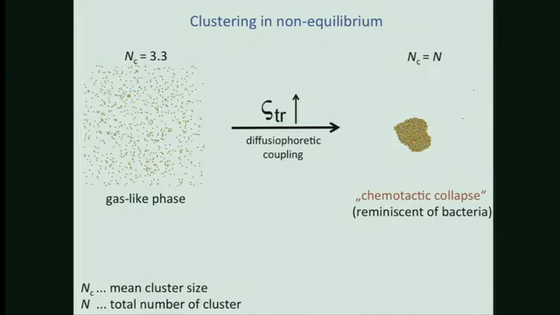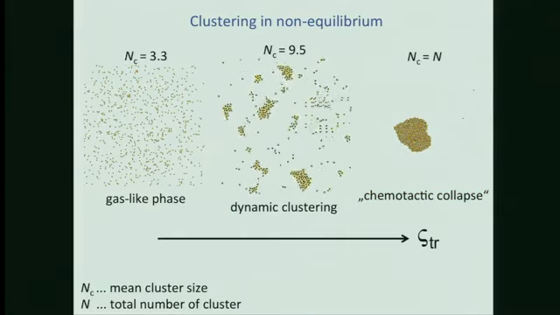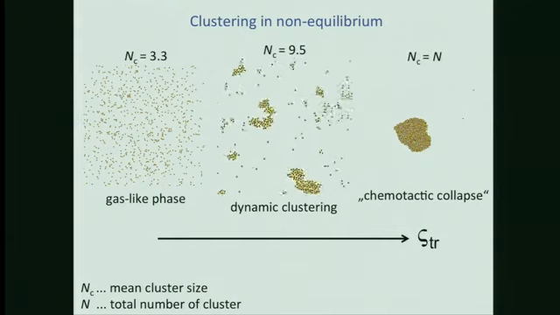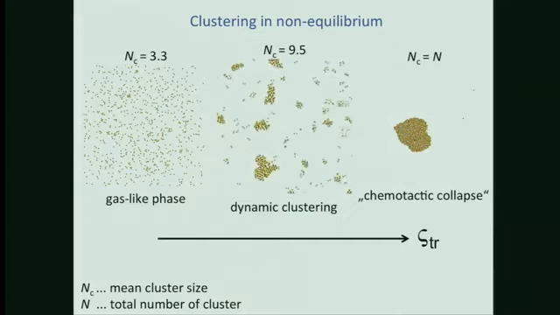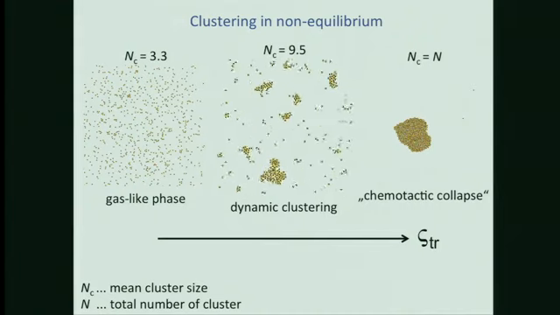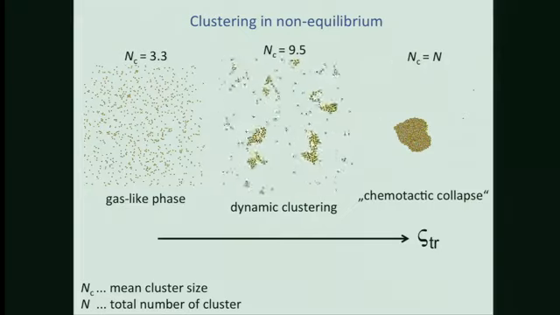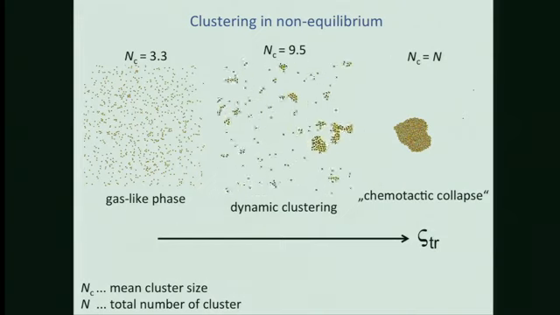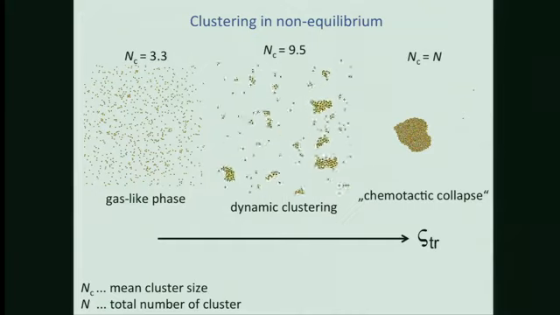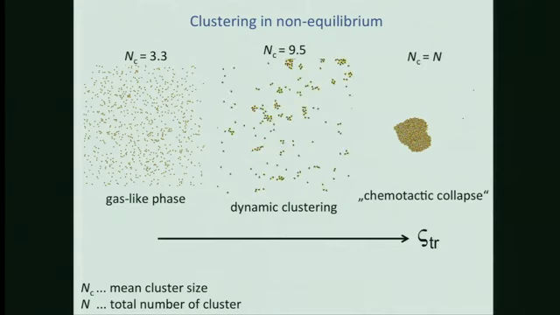But when we now look closer in the range between these two cases, we actually also find this dynamic clustering. So don't look at these mistakes in the movie, but we see this pronounced dynamic clustering. Clusters form and they decay, and this is all very dynamic, with a mean cluster size of 9.5, very similar to what the Bocquet group observes. And all these parameters which we have here are chosen close to their parameters.